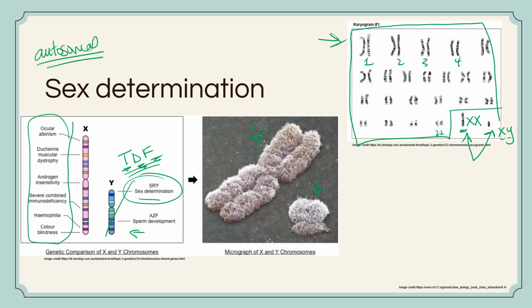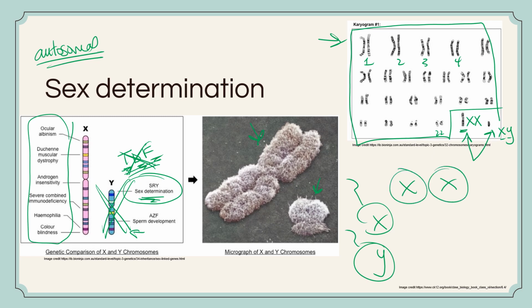If an embryo does not have this gene and does not make that protein, then ovaries are grown instead. What that looks like: a woman with ovaries is going to have 2 X chromosomes. The male should be XY, 1 X chromosome, 1 Y chromosome. He's going to make sperm where half of them have X chromosomes and half of them have Y chromosomes. The eggs are going to all have X chromosomes.